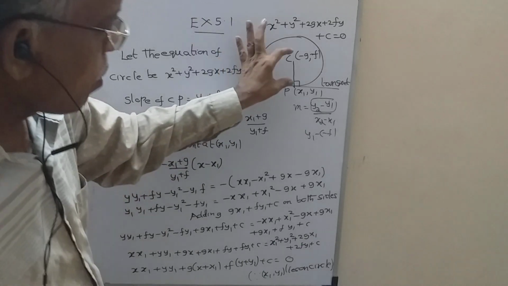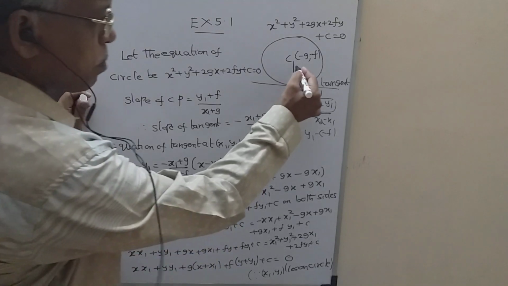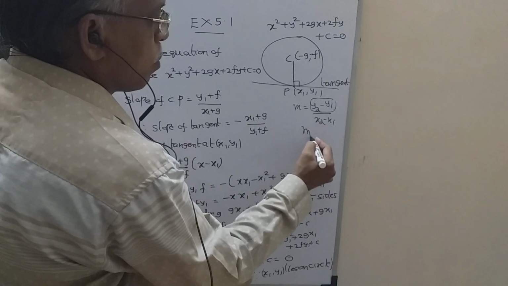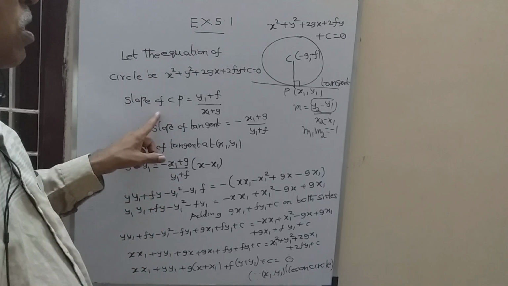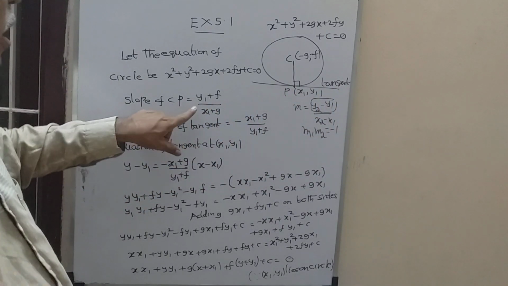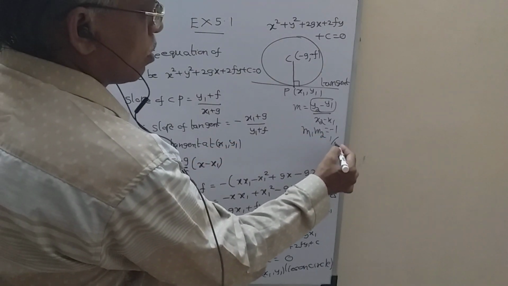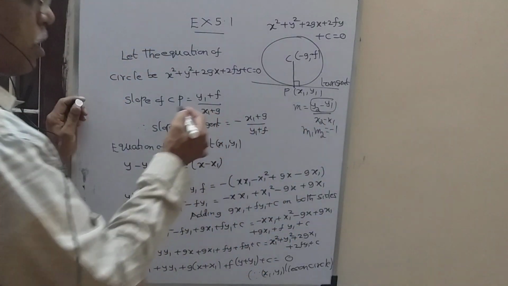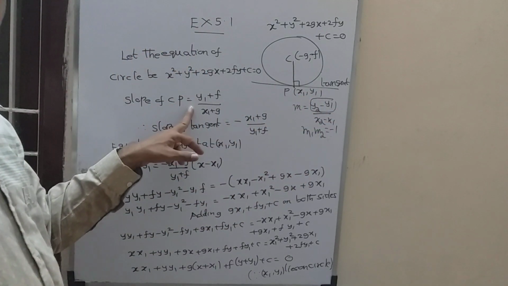Now, if I know the slope of CP, definitely I can find the slope of the tangent. Why? Because this CP and the tangent are perpendicular to each other. That means if two lines are perpendicular, the product of the slopes is minus 1. So, if you know the slope of the CP as m1 and you want the slope of the tangent m2, take the inverse of this one and change the sign. That's it, enough. Suppose m1 is equal to 1 by 5. What is m2? Minus 5. If you multiply, you will get the answer. So, if you know the slope of CP, to find the slope of this tangent, take the reciprocal and change the sign.